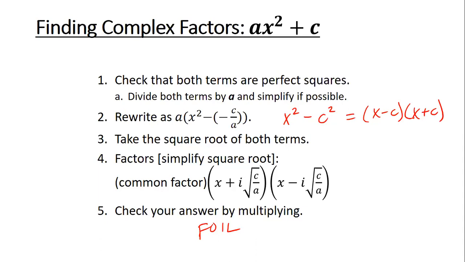We're going to rewrite. And the reason why we rewrite is because we use what we learn about factoring. If I'm in the form of x squared minus c squared, I can factor down to x minus c times x plus c. Then we're going to take the square root of both terms. And then we write them as factors. And if you're unsure, you should always check your answer by multiplying, aka FOIL.